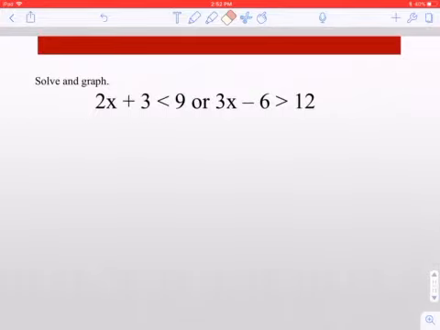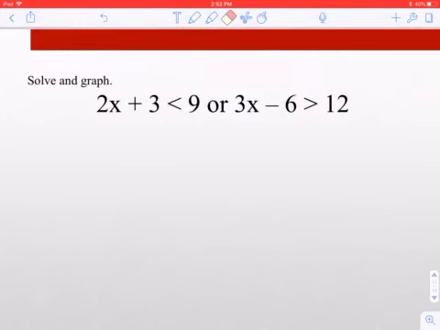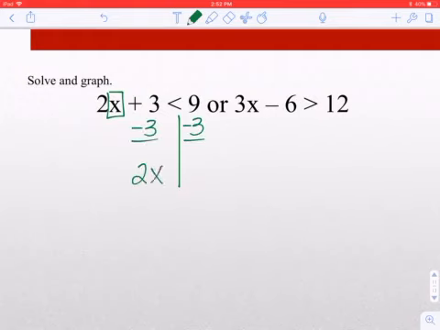So here's an example of solving an or inequality and then graphing it. Whenever you have two inequalities in one, just focus on them one at a time. So first, I'm only going to look at 2x plus 3 is less than 9. I'm going to draw in my algebra wall, and then I'm going to get x by itself. So first step is to subtract 3. I bring down the 2x. Second step is to divide by 2, and x is less than 3.